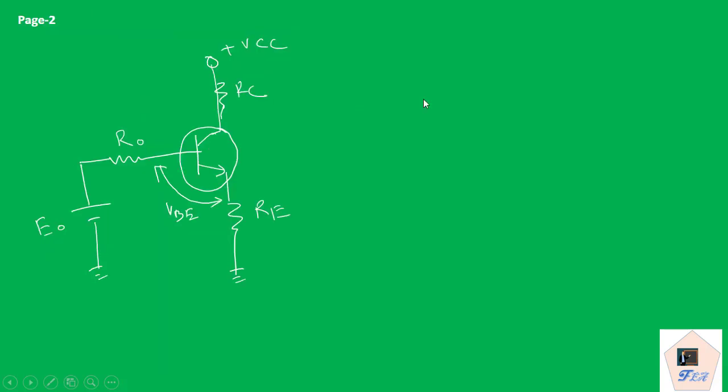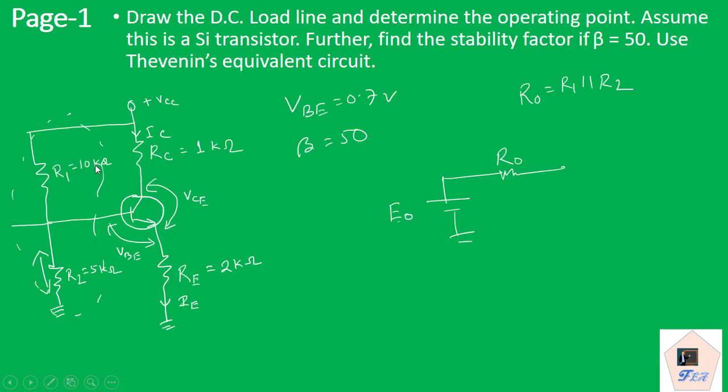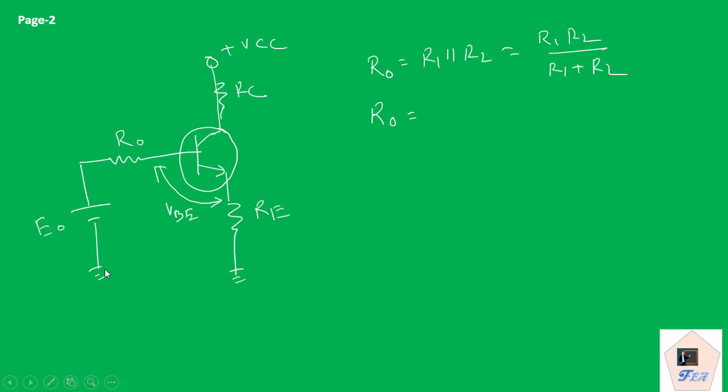Now R0 is R1 parallel R2. So that is R1 into R2 divided by R1 plus R2. All the resistors are given in kilo ohms. So R1 and R2 values are 10 kilo ohm and 5 kilo ohms. So we can write it as 5 into 10, 50, divided by 5 plus 10, 15. So that will give us the value 3.33 kilo ohms. So R0 value we have got as 3.33 kilo ohms.